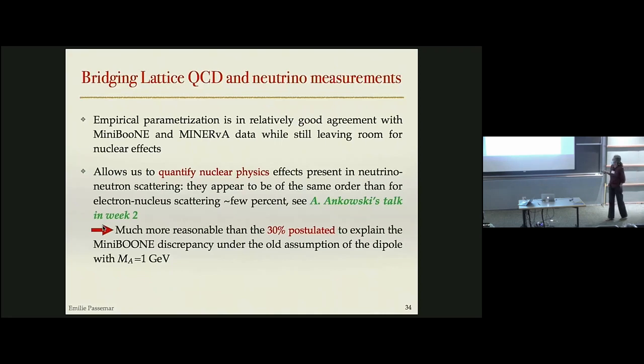So this allows us to quantify nuclear effects present in this neutrino-nucleus scattering. They appear to be of the same order as for electron-nucleus scattering. They were quantified to be a few percent by Arthur and Koski talks in week 2 of this program. So this seems much more reasonable than the 30% that was postulated when the MiniBooNE analysis came out to explain this discrepancy with the old dipole assumption of an axial mass of 1 GeV.